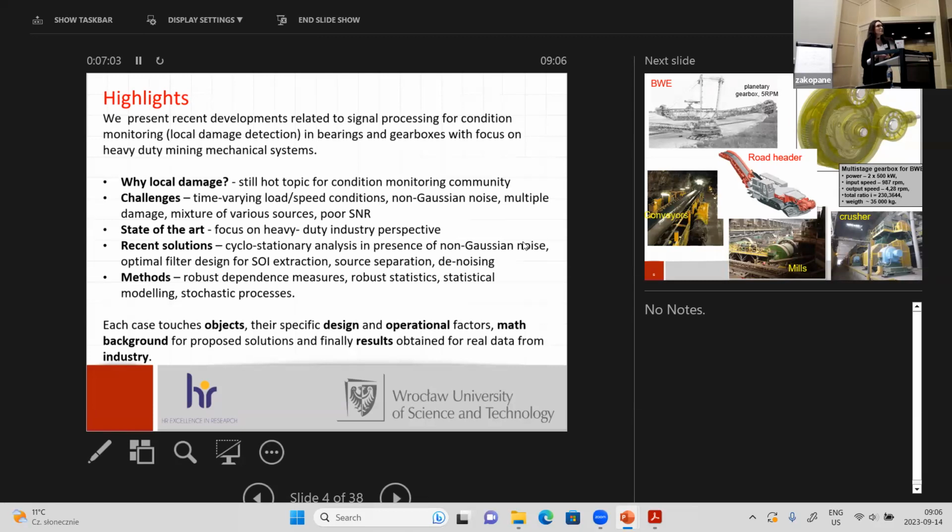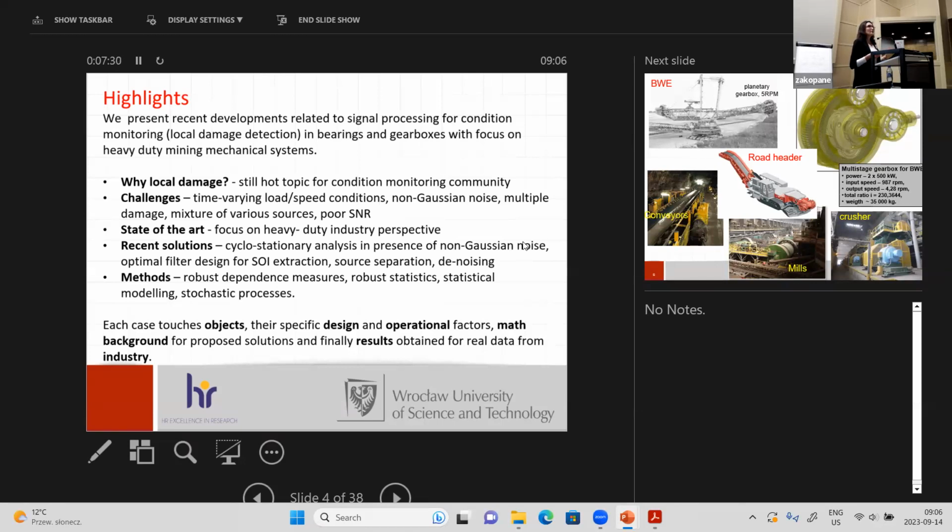And the signal that we have is a mixture of many components that also do not help us to find the local damage. Here we are focused on the heavy-duty industry perspective. So as I said, we are working with the mining companies, KGHM, and they have very big machines. You will see in 1 minute what kind of machines we diagnose. And this is a really challenging problem.